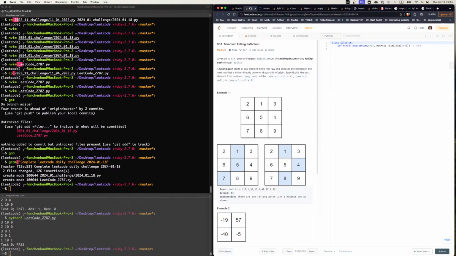Alright, let's do this. Minimum falling path sum. Given n by n array of integers, return the minimum sum of any falling path through. What does it mean by falling path? Start at any element in the first row and choose the element in the next row that is either directly below or diagonally left or right. Specifically, the next element from position (row, column) will be (row + 1, column - 1), (row + 1, column), or (row + 1, column + 1). Okay, so anyone will get these three. So that's a falling path, and we want to find the minimum sum of any falling path.